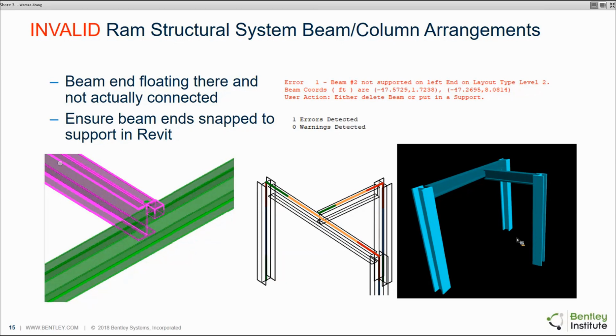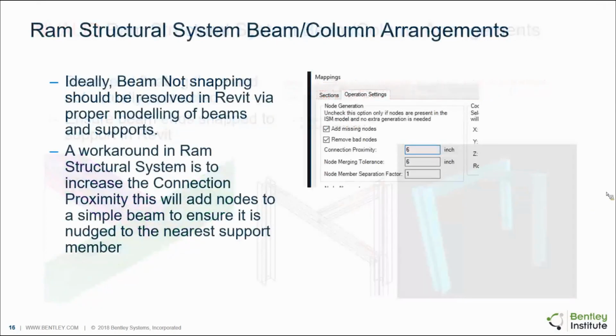but when we run integrity data check, we get this error here: beam number 2 not supported on left end on layout type level 2. Either delete beam or put in support. It turns out what happened is when the user modeled the beam connecting to the supporting beam, because it's a freeform modeler, it didn't properly snap. So turning on snap is very important in Revit to make sure it's properly supported.